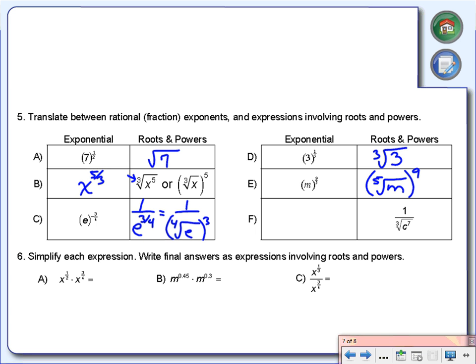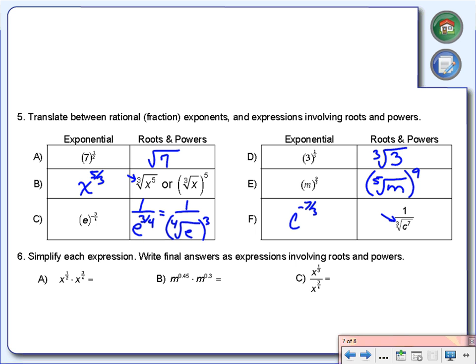And F, we're going to have C. Now notice it's a reciprocal here, so it's going to be a negative. The question, negative what? 3 over 7 or 7 over 3? 7 over 3. The bottom number is always our index. It's our root.